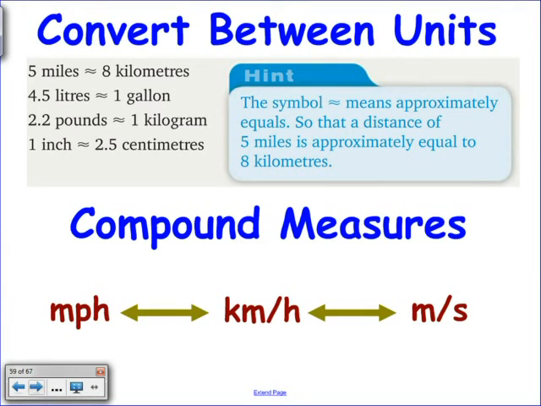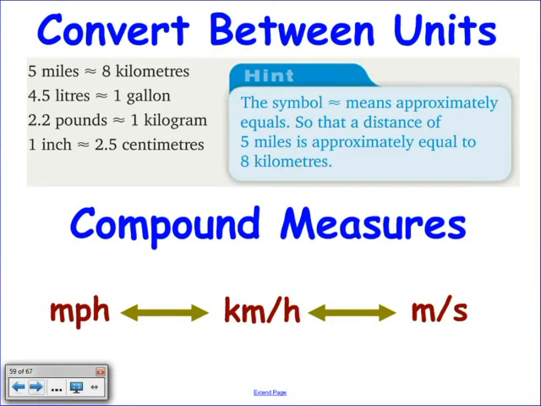Okay. Conversions between imperial and metric units, you need to remember these four, because if they appear in the exam, they're not going to give it to you for nothing. You have to remember that 5 miles is 8 kilometres, 4.5 litres is a gallon, 2.2 pounds is a kilogram, and 1 inch is 2.5 centimetres. You also have to remember, and they're not going to give you this, that there's 12 inches in a foot. And that's an imperial to imperial. But they expect everybody to know that.